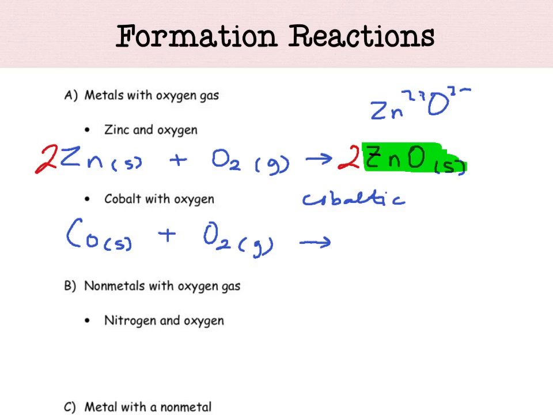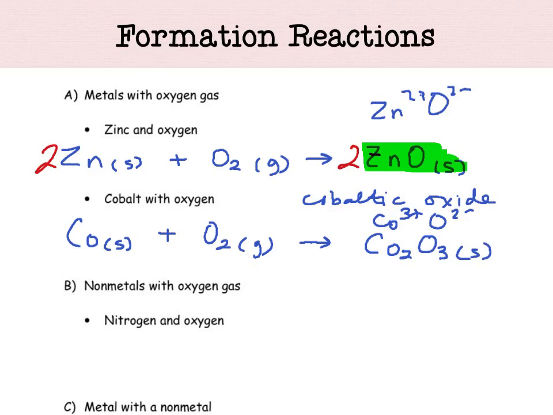We get cobaltic oxide in this case. So cobaltic would be Co with a 3+, and the oxide would be a 2-. Therefore, the final chemical formula, when you balance your charges using the crisscross method, we get Co2O3 as a solid. Now, the reaction itself, the compound formula is balanced, but the reaction isn't.